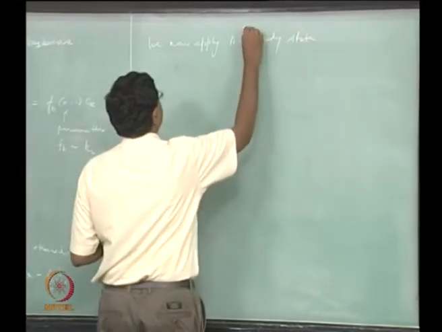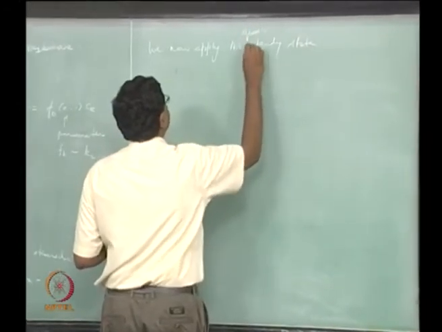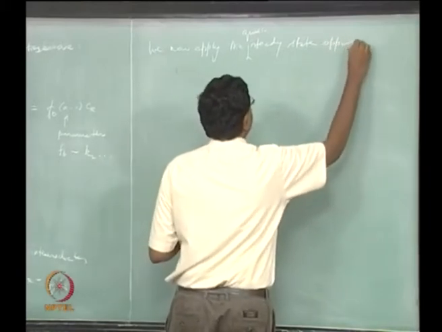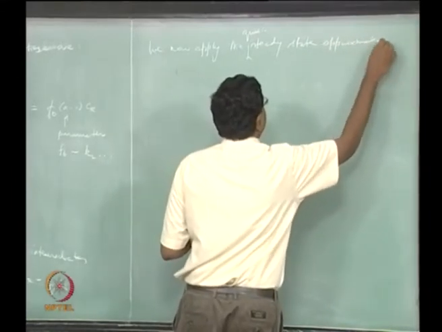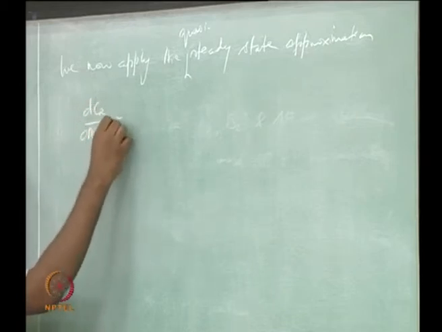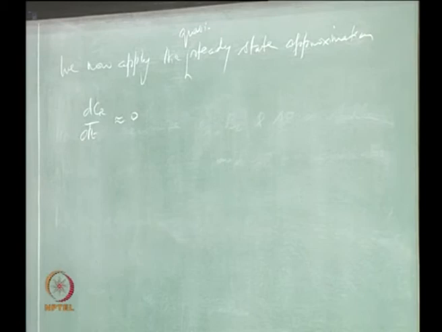Or if you want to be quite precise, we should say quasi steady state approximation. That means dCR over dt, the net rate of production, is approximately equal to 0 for the bulk of the time when reactions are proceeding, right?